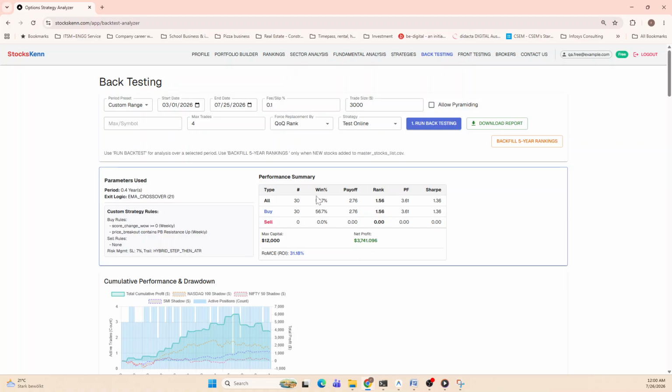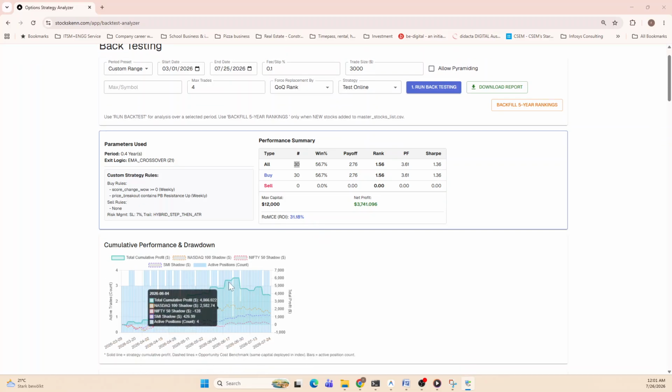But now it has run, so you can see in a snapshot it has captured 30 trades with a win probability of 56.7. The payoff ratios, rank, profit factors, Sharpe ratio. And because we had specified 4 as the maximum trades and 3,000 per trade, so 12,000 was the maximum capital deployed, and it generated around 3.7k as part of the strategy over a matter of, I think, few months. And on the maximum capital, it has returned around 31%.